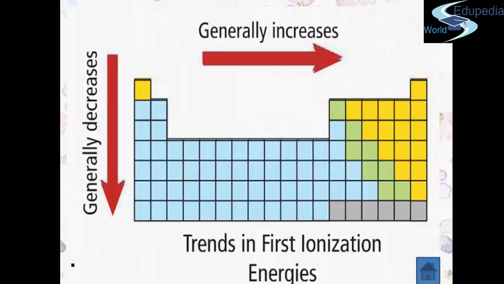So if we conclude the trends of first ionization energy in the periodic table with respect to groups and periods, there is generally an increase in ionization energy when we move from left to right in a period, and generally a decrease when we move from top to bottom in a group. Well, it is not regular, but yes, the trend says it increases in a period and decreases in a group.